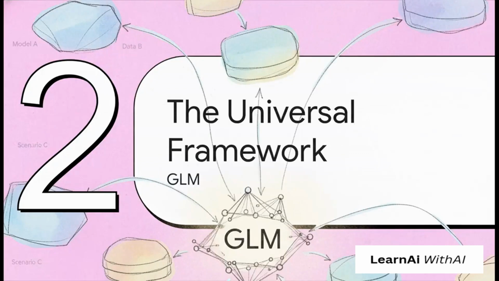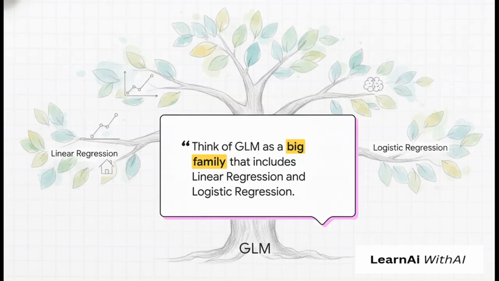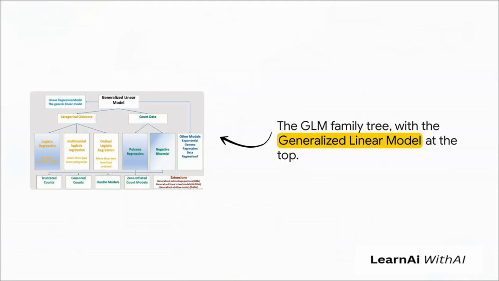And this is where the solution comes in. And it's so elegant. Instead of having to learn a dozen totally different models from scratch, what if you could just learn one single, super flexible framework that can adapt to all of them? Well, that framework is the generalized linear model. Here's the perfect way to think about it. A GLM isn't really one specific model. It's more like a family name. And models you probably already know, like linear regression and logistic regression, they're just famous members of this really big, really versatile family.